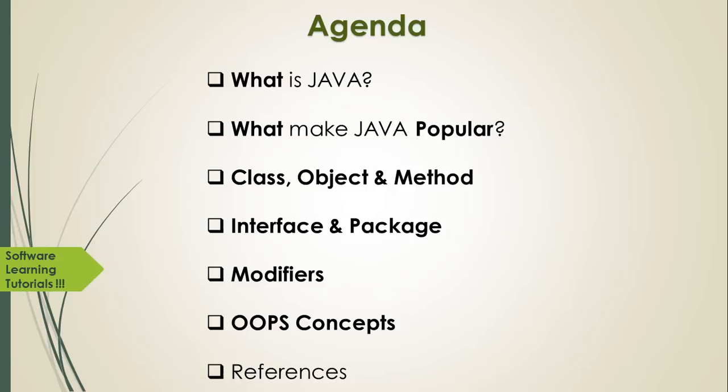What we are going to cover today: we are going to talk about what is Java. That will be very easy and straightforward for you as a software engineer or as a fresher as well. What makes Java so popular in today's market, and of course the key components and key fundamentals of Java, like what is a class, what is an object, what is a method, interface, package, different types of modifiers, and of course the OOPS concept.